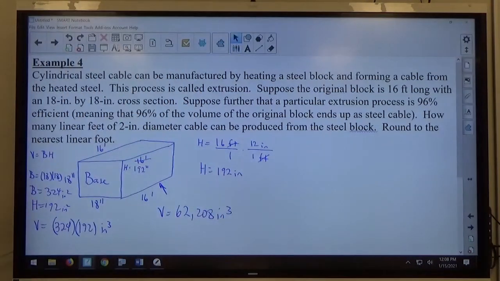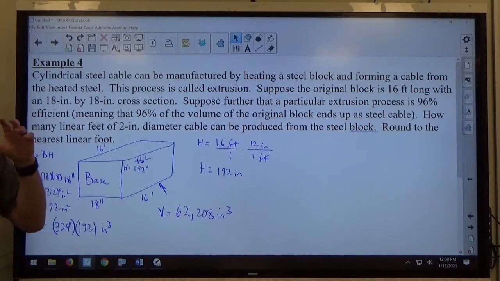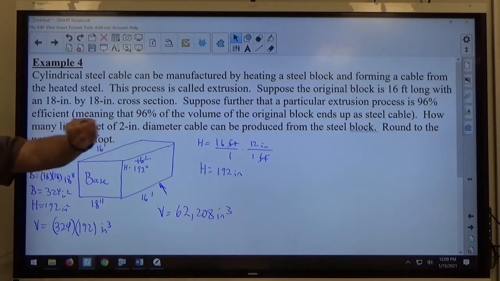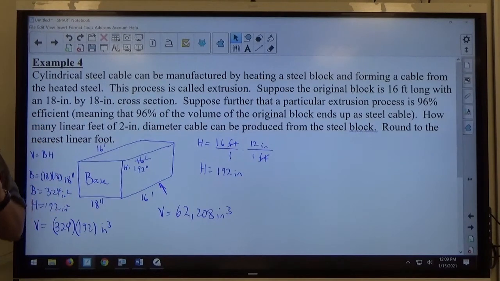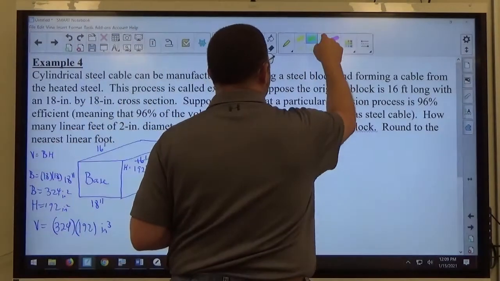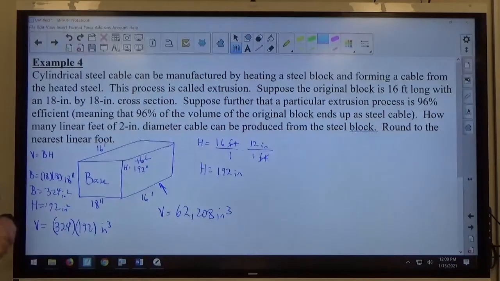So what happens is they heat this piece of steel up so it becomes, I guess, pliable. It can be pushed into a different shape. It can be stretched, whatever. And they stretch it through some machine to create a circular cable. In the process of heating it up and stretching it, they're going to lose some of that volume. All right? So you're going to get a homework problem like this. I think there's one on the quiz or test like this, if I remember right.